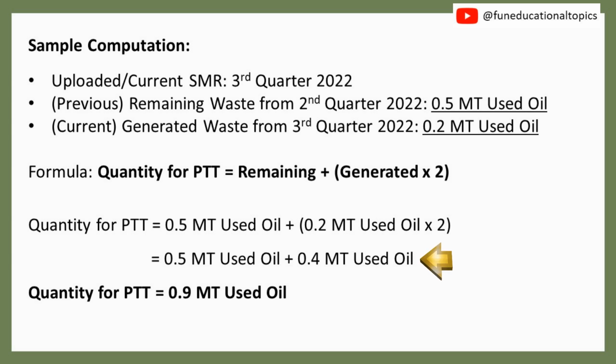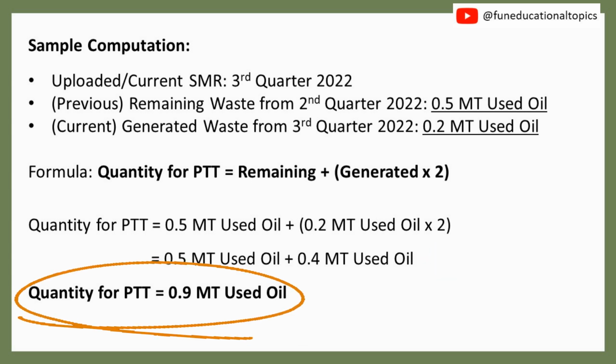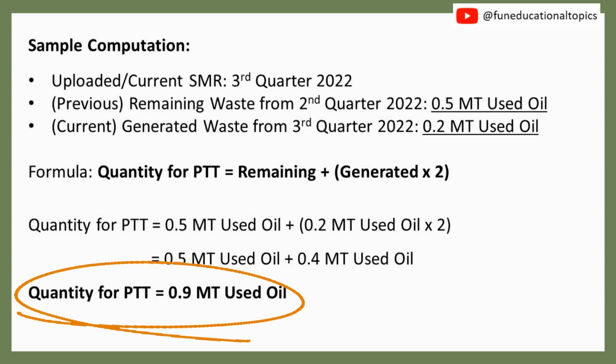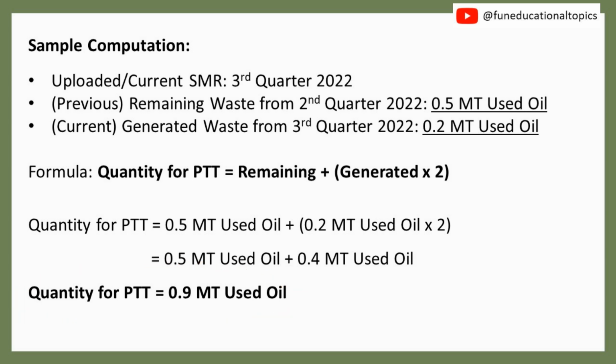So, 0.2 metric tons times 2 is 0.4 metric tons. Then 0.5 metric tons shall be added to 0.4 metric tons. There you have it. The sum is 0.9 metric tons. This will be the one that will be reflected on your PTT certificate. And that's it. That's how you apply for PTT.